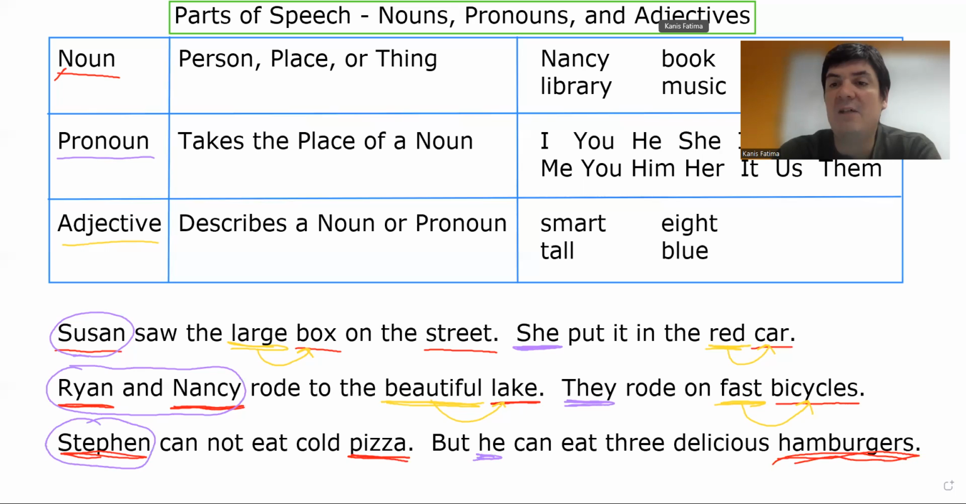So now that I've found my nouns and pronouns, I'm going to find my adjectives. Looking at the first sentence, Stephen cannot eat cold pizza. Cold is an adjective. It's describing what kind of pizza. Looking at my second sentence, but he can eat 3 delicious hamburgers. 3 is a number. It's telling me how many hamburgers. Also, I have the adjective delicious. It's describing how the hamburger tastes. So he can eat hamburgers. He can eat 3 delicious hamburgers.